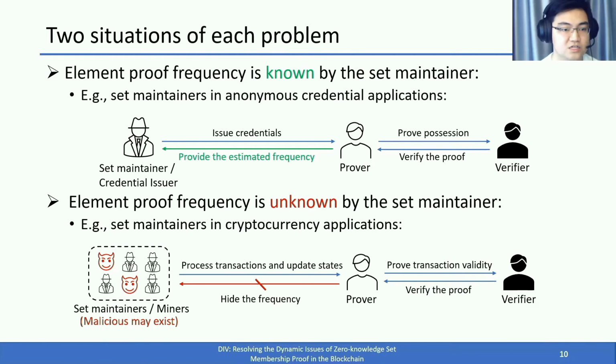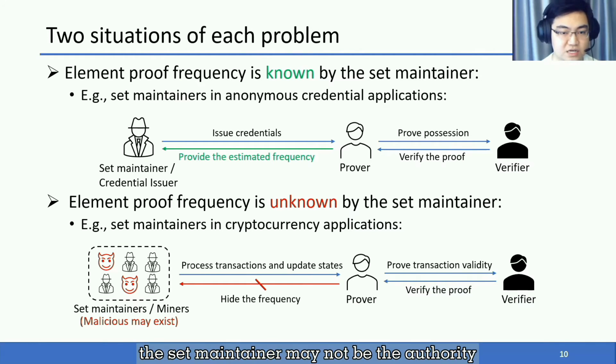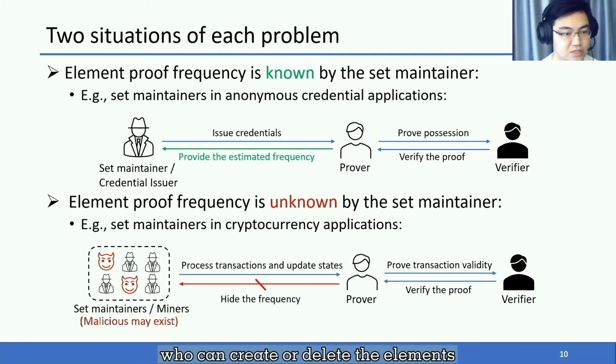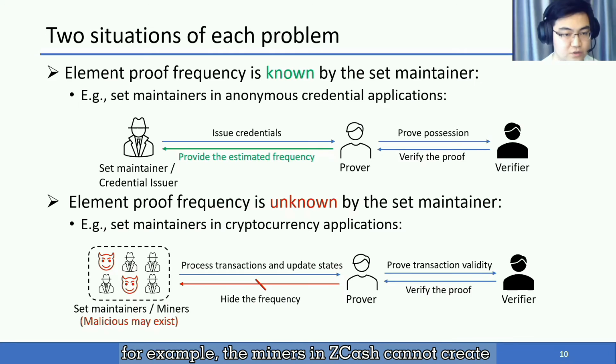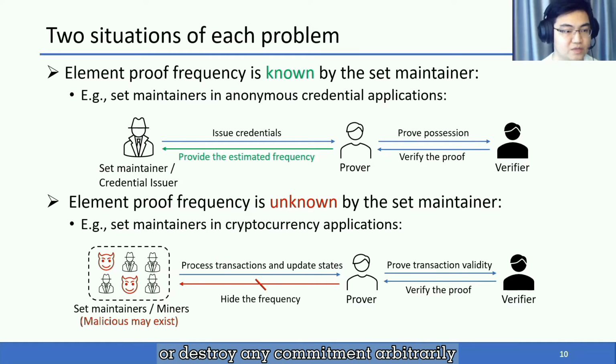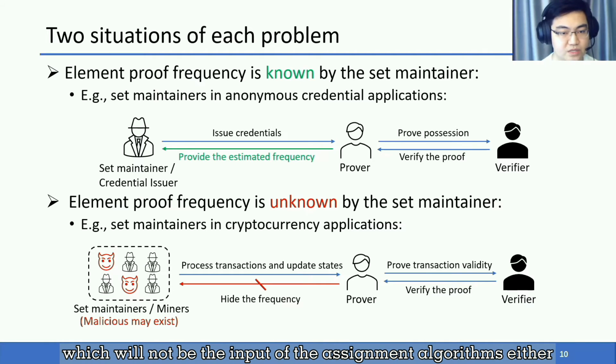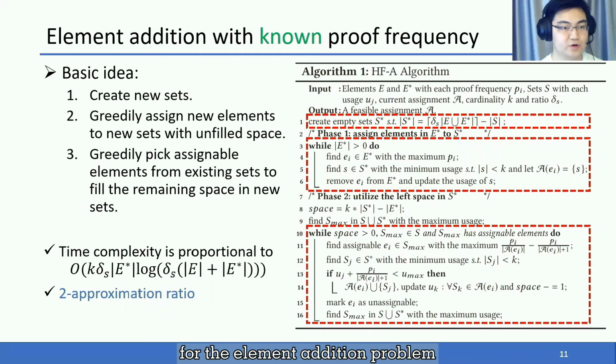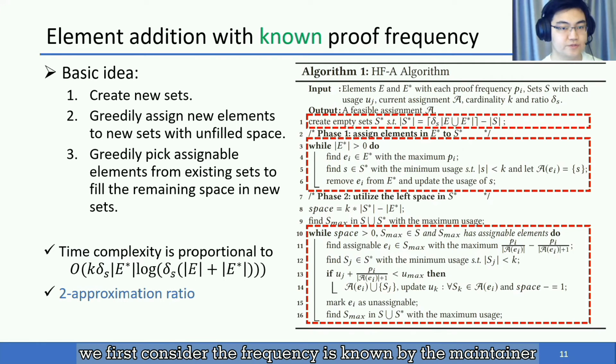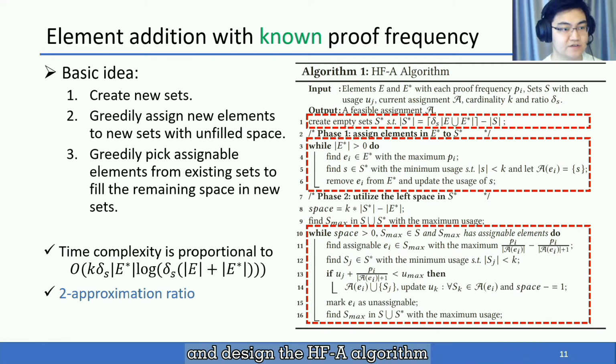On the other hand, especially in the permissionless chain, the set maintainer may not be the authority who can create or delete the elements. For example, the miners in Zcash cannot create or destroy any commitment arbitrarily, and they can be malicious. Thus, in these settings, provers will not expose their proof frequency, which will not be the input of the assignment algorithms either. For the element addition problem, we first consider the proof frequency is known by the maintainer and design the HFA algorithm.